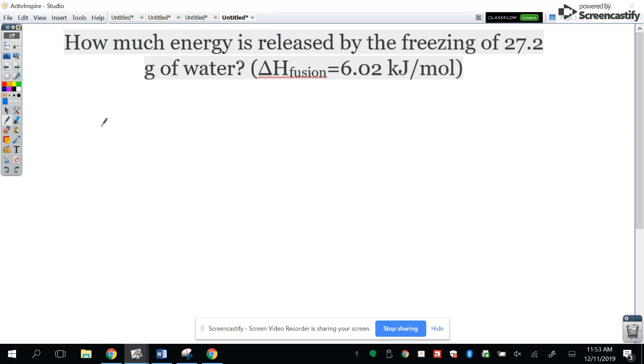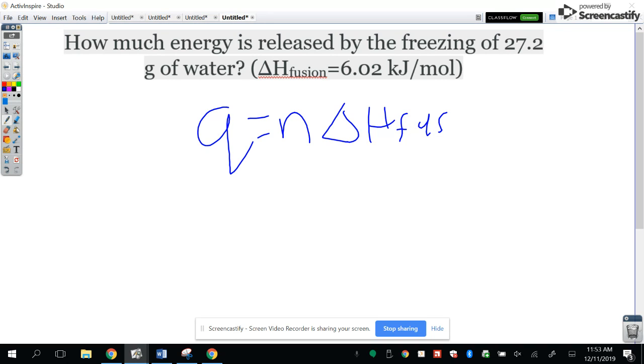So for this problem, I'm going to use the equation Q equals n delta H of fusion, where n is number of moles, because fusion is freezing. So the delta H of fusion works both for freezing and melting, and the heat of vaporization, or the delta H of vap, works for both boiling and condensing.